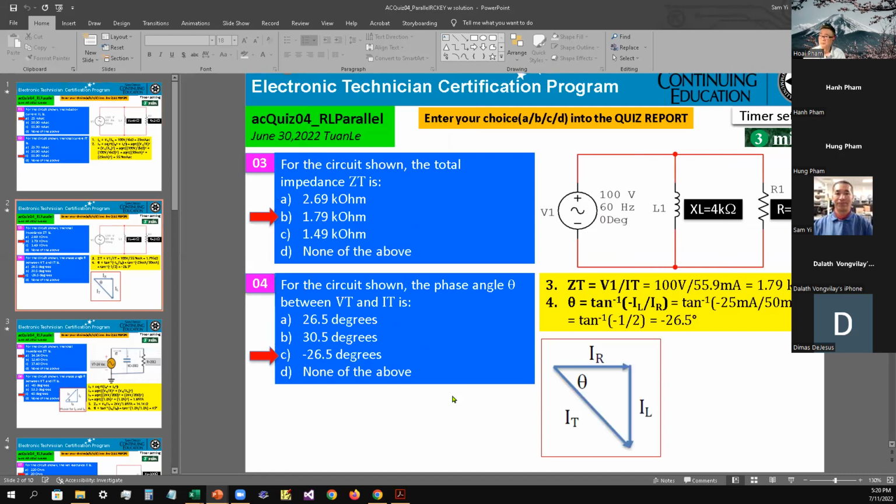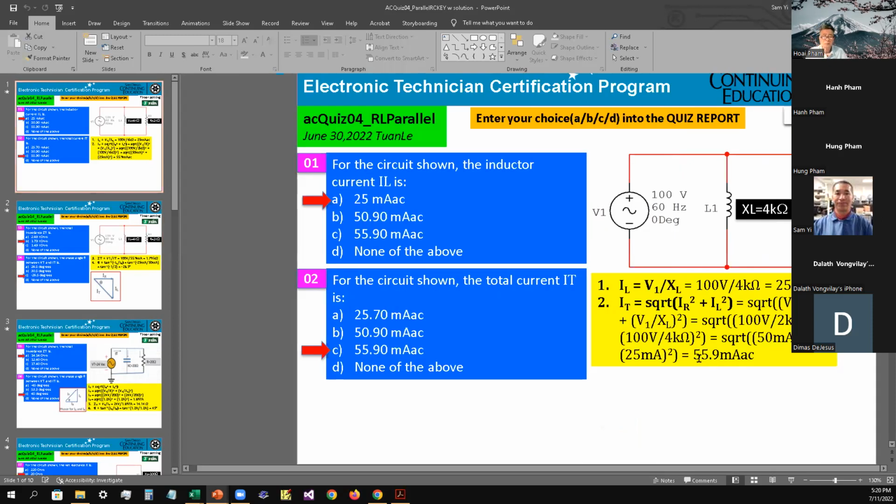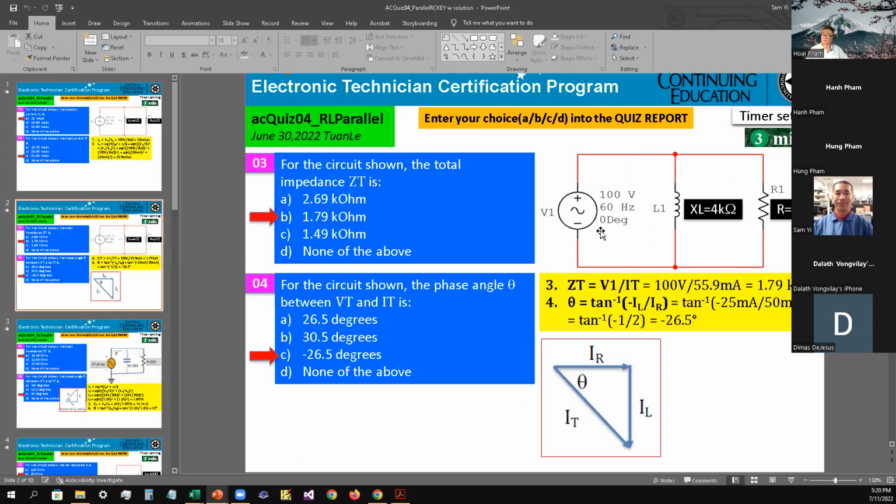Okay, number 3, for the circuit shown, the total impedance ZT. Okay, ZT equals the total voltage divided by the total current. So we take the total current from the previous step, which was 55.9 milliamps. So you take 100 volts divided by 55.9 milliamps. That yields 1.79 kilo ohms. So the answer is B as in Bob for number 3.